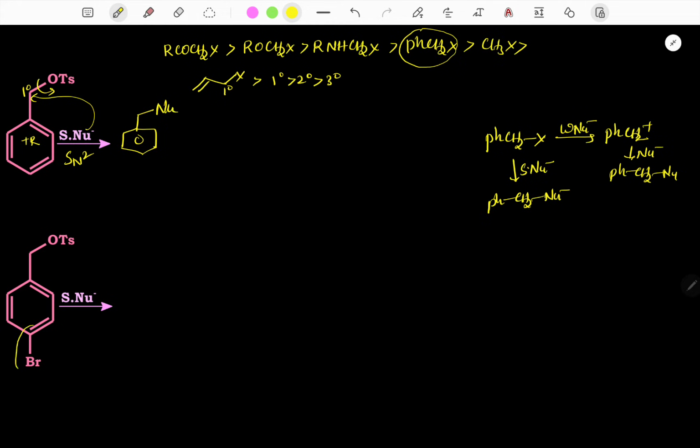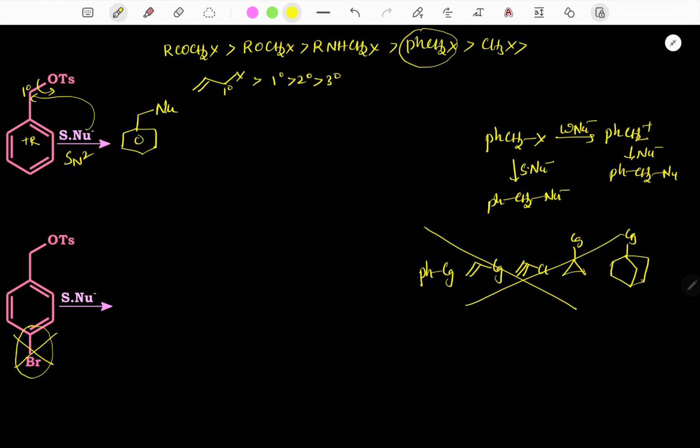Next one, benzene connected to a leaving group does not participate in the reaction. In the class we have discussed that when benzene is connected to a leaving group, a double bond connected to a leaving group, a triple bond connected to a leaving group, cyclopropane connected to a leaving group, or a bridge carbon connected to a leaving group, these compounds do not undergo SN1 and SN2 reactions. That's why this bromine does not participate.